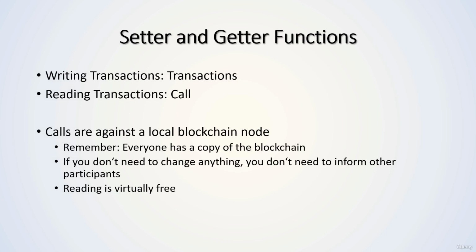and payable stuff. So the first one that I just want to recap is the setter and getter functions. Writing transactions means it needs an actual transaction that is mined, and a reading transaction is actually called a call, and that is only against your local blockchain node. Remember that everyone in the network has a copy of the blockchain, so you don't need to send a transaction to somebody else. You can just read it from your local cache, basically. And if you don't need to change anything, you don't need to inform anybody that you were reading something.